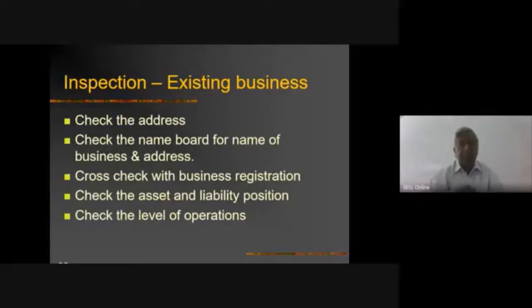Check the level of operation. Check what the assets and liabilities are. Check with the customers, what are their assets and what are their liabilities, so check the existing asset and liability position. Check the level of operation: how is the operation, maybe an industrial business, industrial manufacturing, trading, or agriculture. Check how the operation is going on.